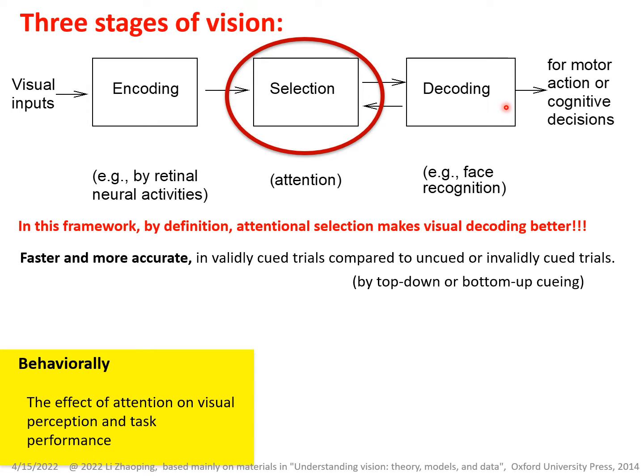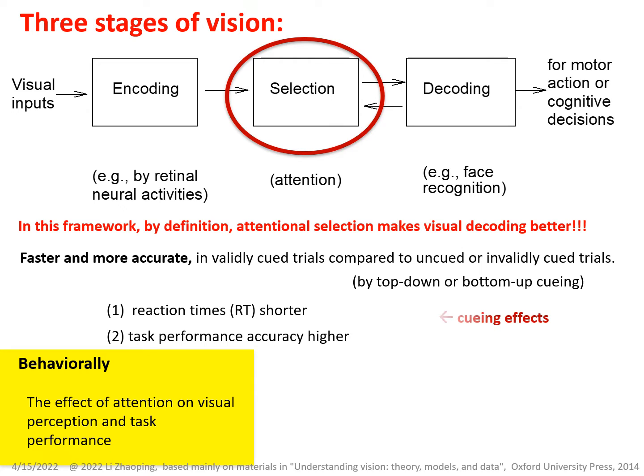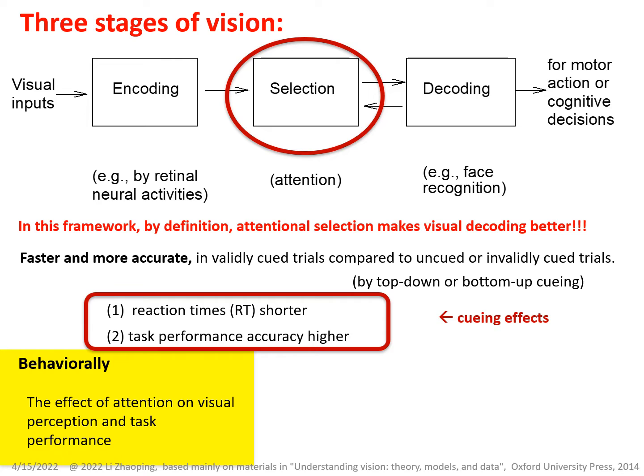So when you measure the performance in validly cued trials and compare it to the performance in invalidly cued trials, and this can be cueing by top-down cueing or bottom-up cueing, in validly cued trials the reaction times can be shorter or the performance accuracy can be higher. And these effects can be quantified as the cueing effects.